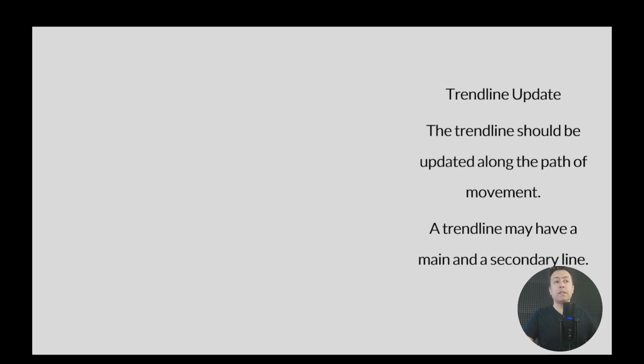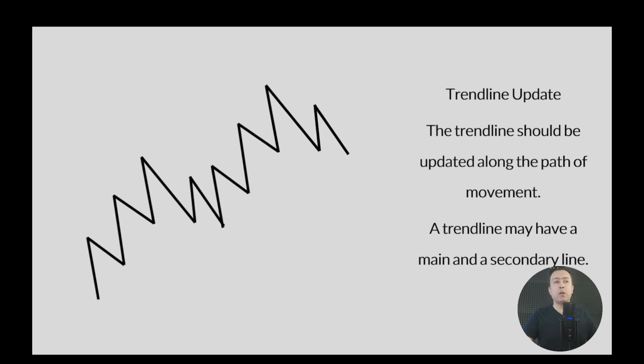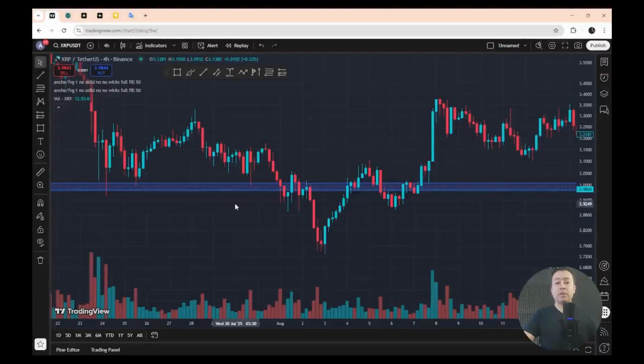Another point to note is that while you have a main trend line, you might also have secondary trend lines. For example, in this hypothetical chart that you are looking at, we have a trend line A, which is our main trend line. But while you are looking at trend line A, there are also outer trend lines, which are our secondary trend lines.